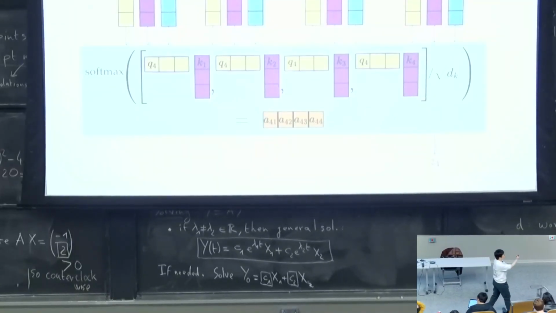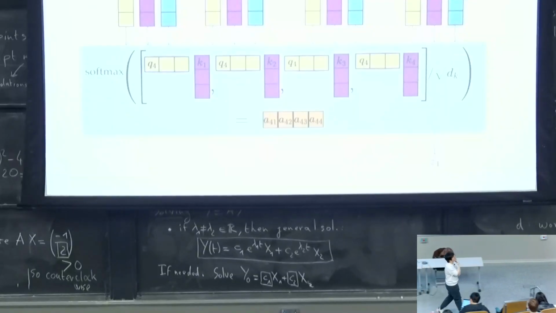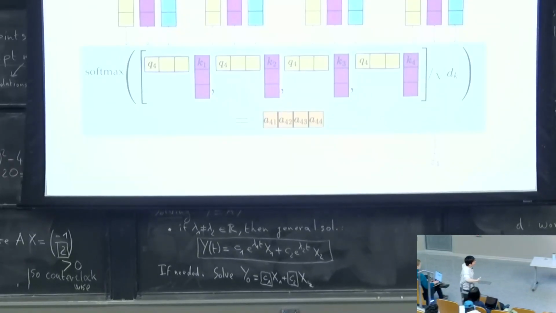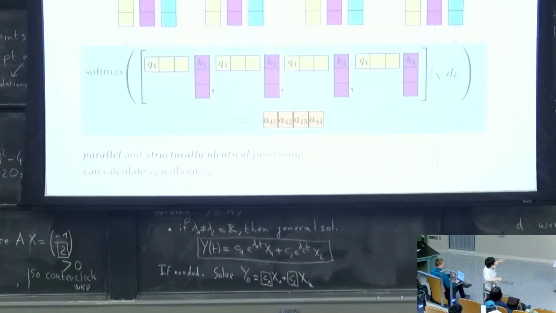So the gist, or the punch, or the twist of the story is, why did I go to token 4 in order to update token 4? Well, this is yet another parallel and structurally identical processing. In order to update my representation for token 4, I didn't have to wait for token 3 to be processed. In order to get Z4, I didn't have to get Z3 first. So all of these can happen in parallel.